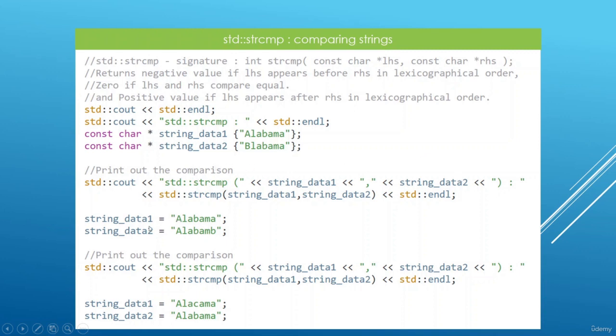And again, if we try and change them up a little bit, you see that Alabama still comes before Alabama. So we're going to get a negative value printed out, and we can change these things up to see what we get. It is really simple if you know how to use them.